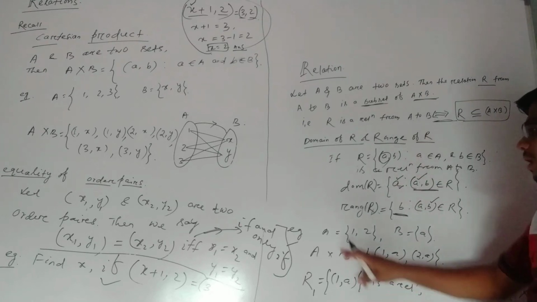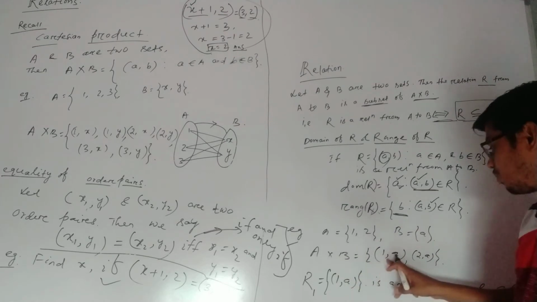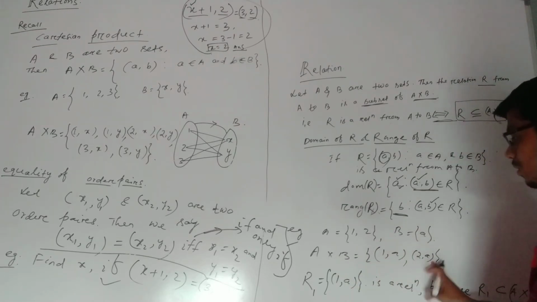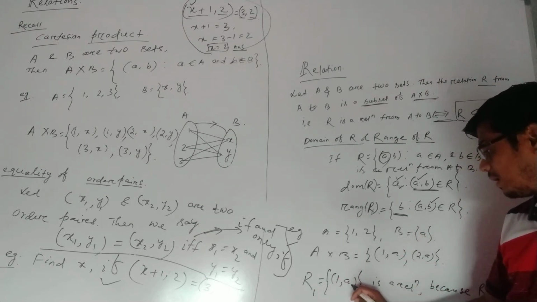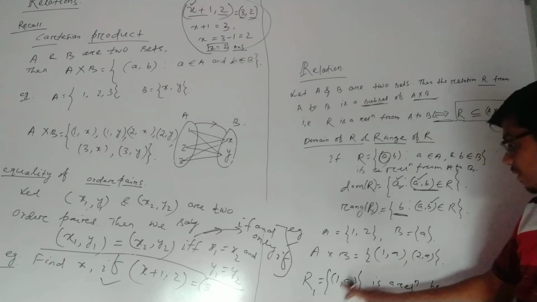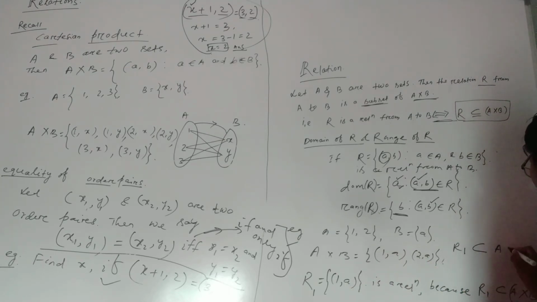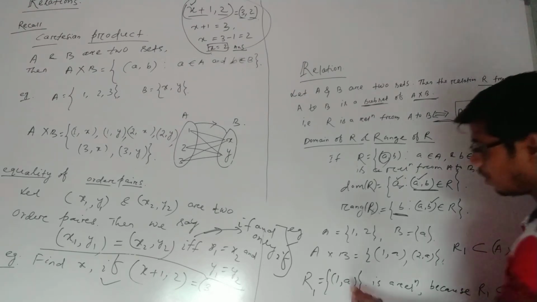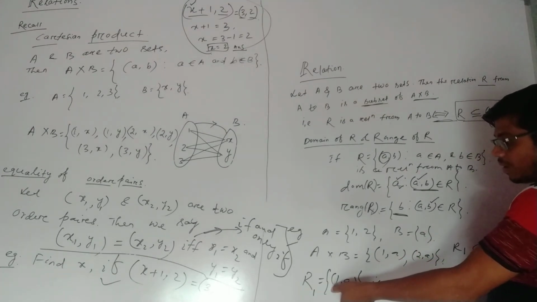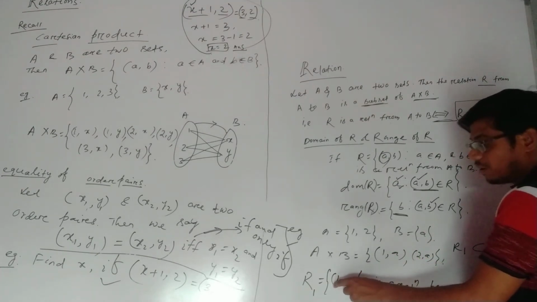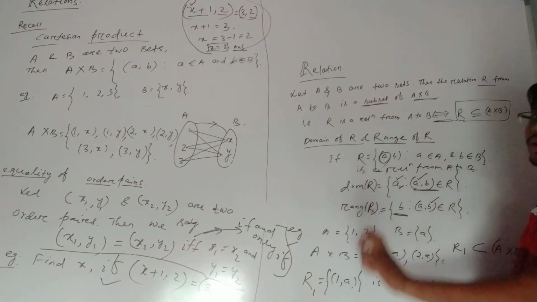Let us give an example. A is equal to {1} and B is equal to {a}. So A cross B is equal to {(1, a)}. We take a subset R1 containing (1, a), which is a subset of this set. So here R1 is a subset of A cross B. That means every element of R1 belongs to that set.